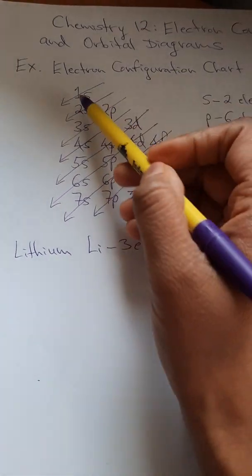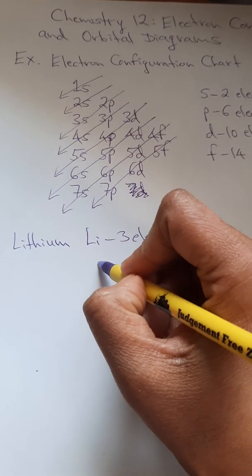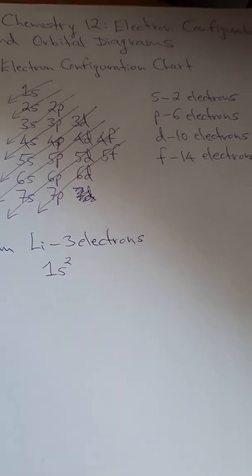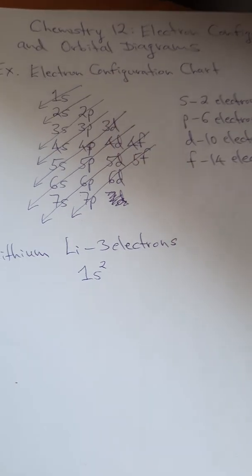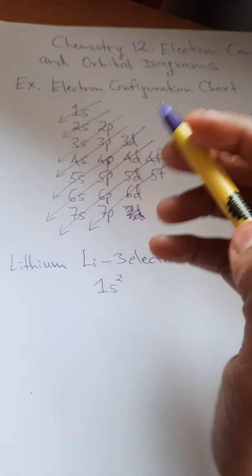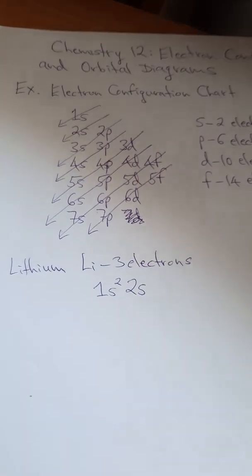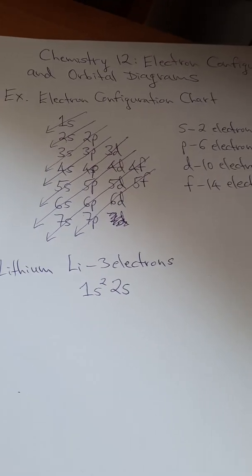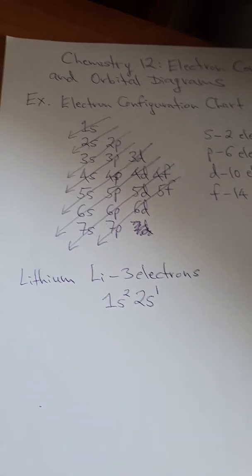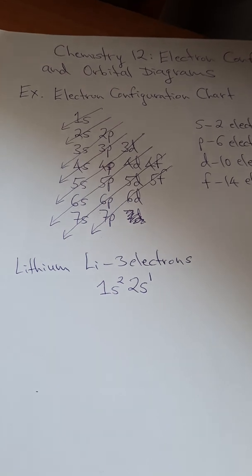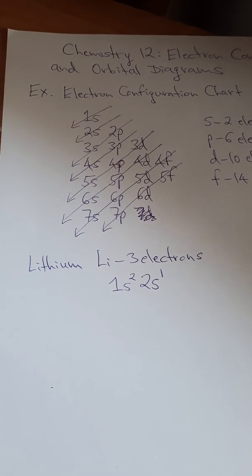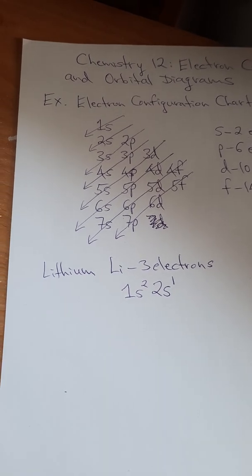We start off from the top of the table here. It's going to be 1s2, like we said, the s orbital holds 2 electrons. After that, we're going to go to the 2s. 2s can also hold 2 electrons, but I only need 3 electrons altogether, so the exponent is just going to be 1. Does everyone see that? So this is the electron configuration for lithium. Let's try a different one.